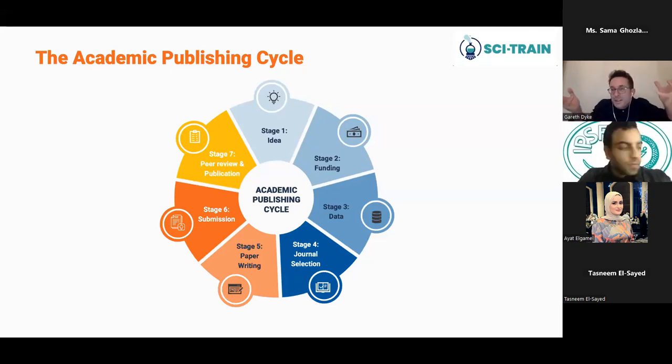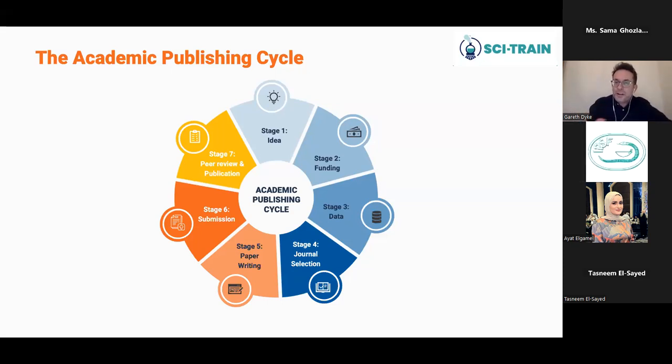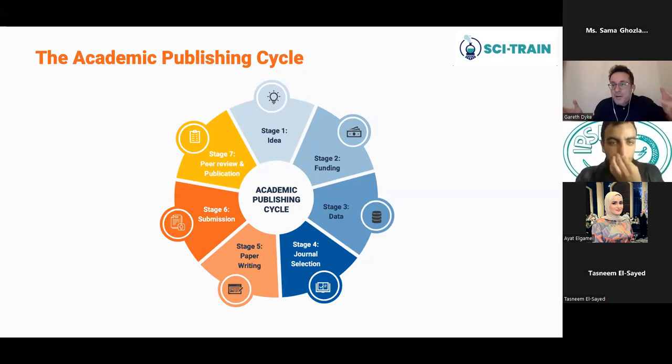So all of these different components of the writing and publishing academic hamster wheel, you might end up with papers, with projects at different stages of this cycle. As you get more experienced in your careers, you'll probably end up with lots of collaborations, lots of balls in the air, lots of projects on the go, all of them at different stages of this cycle.